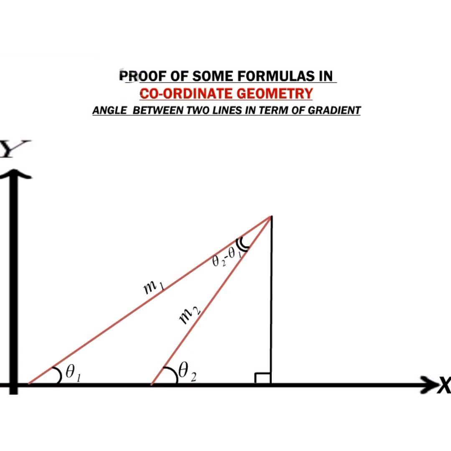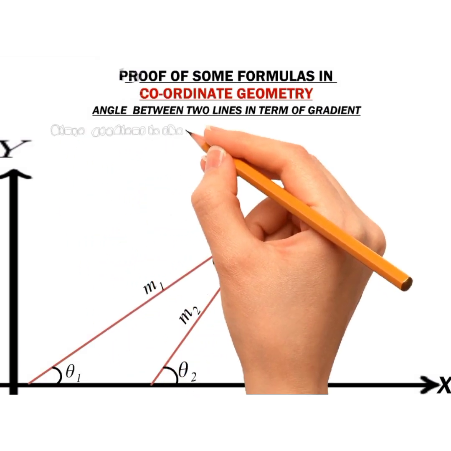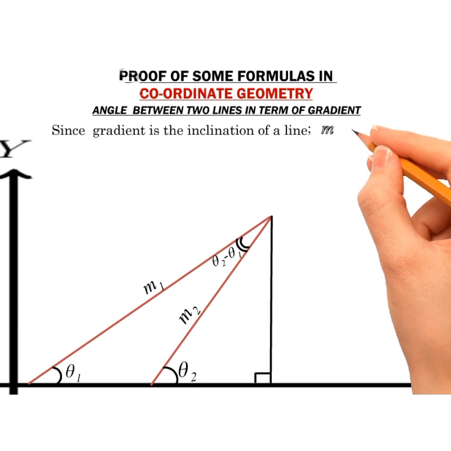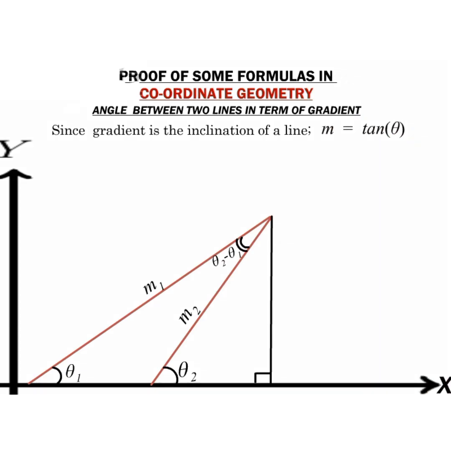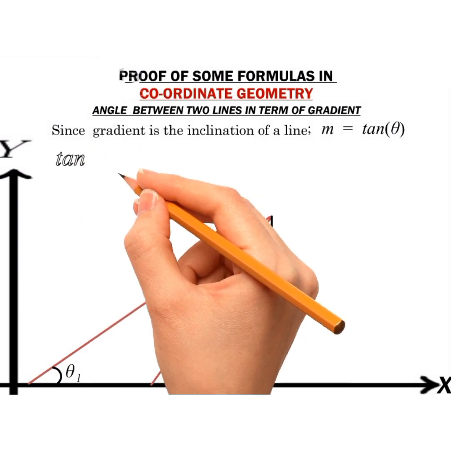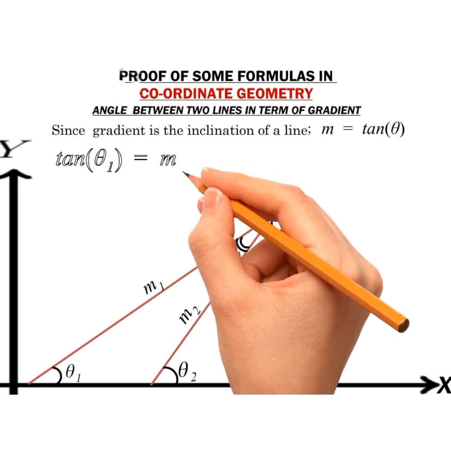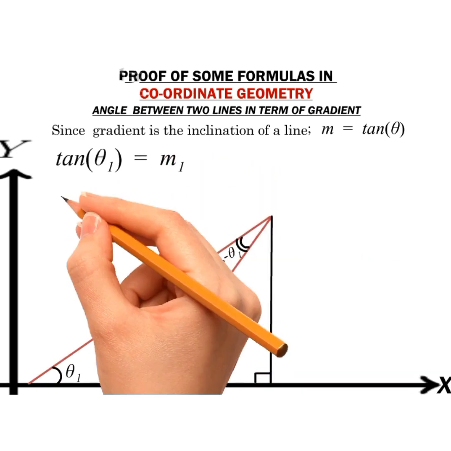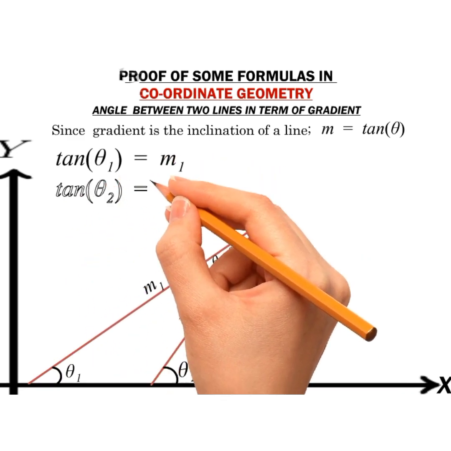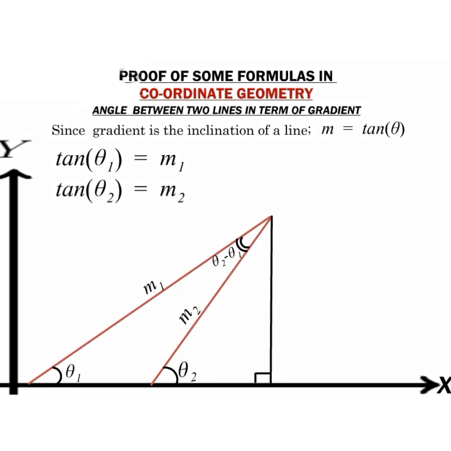All roads lead to Rome. As stated before, gradient in terms of the angle of inclination is given as m equals tan θ. So, for θ1 and gradient 1, tan θ1 equals m1. And for θ2 and gradient 2, tan θ2 equals m2. Since our aim is to find the angle between m1 and m2, which we further discovered in terms of θ to be θ2 minus θ1, let's use the tangent formula below.